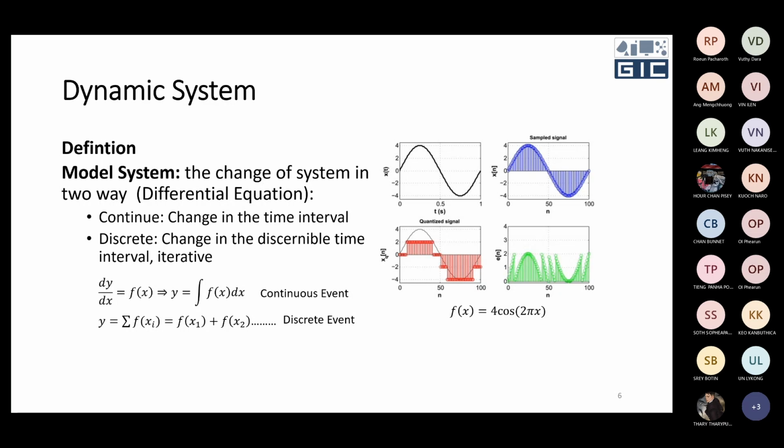Oh, sorry, thank you. So in order to model one system, you can model in two different ways. One is continuous and the other one is discrete. So the difference is only that you try to study the change in the time interval. You can use this kind of equation, the continuous differential equation, by integrating. And if it's the kind of discrete event, you can use a summation equation that runs from the initial value to the last maximum of iterations. So this is the way that you can define the model of the system.